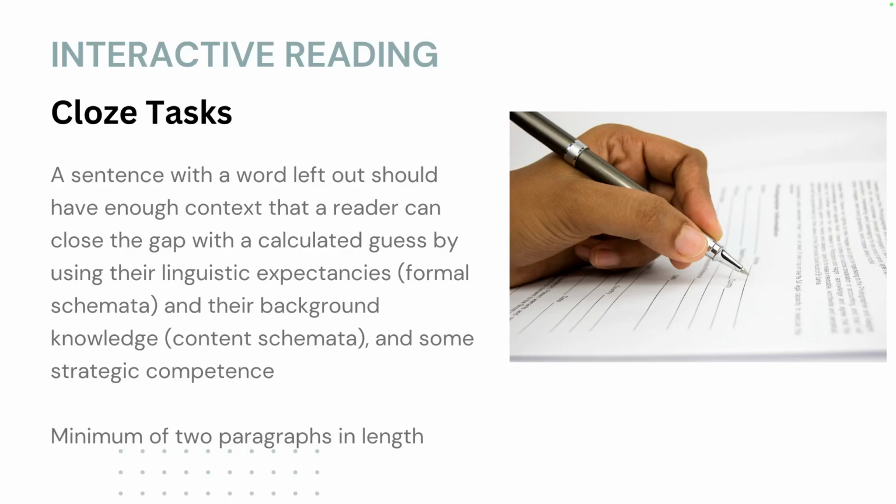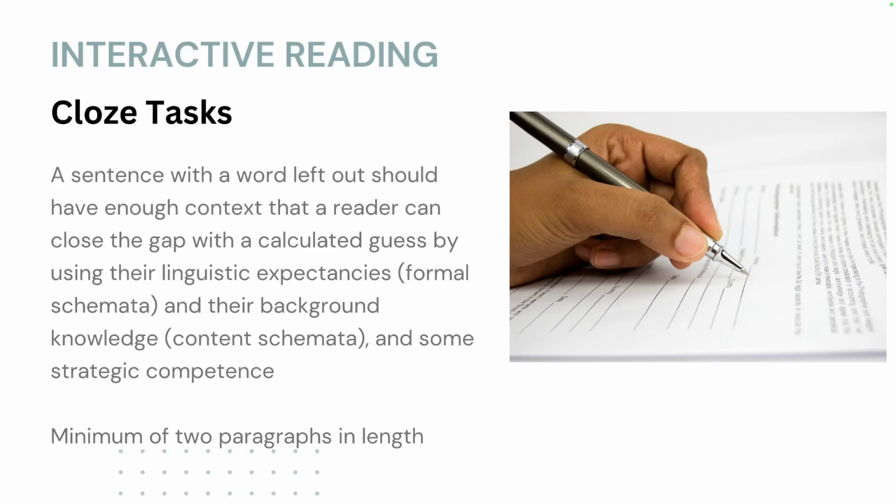So the first type is close. This is the justification for a closed task. So what we know is a sentence with a word left out should have enough context that a reader can close the gap with a calculated guess by using their linguistic expectancies and their background knowledge. So their formal schemata, which is their grammar, and their content schemata, which is your background knowledge, and some strategic competence. So this is a little bit more challenging.